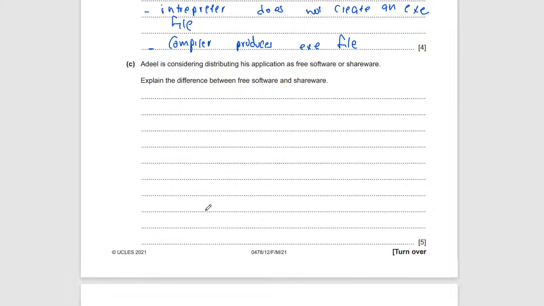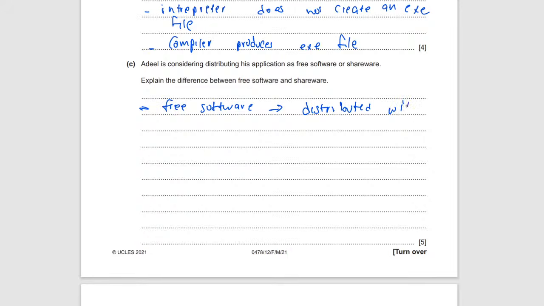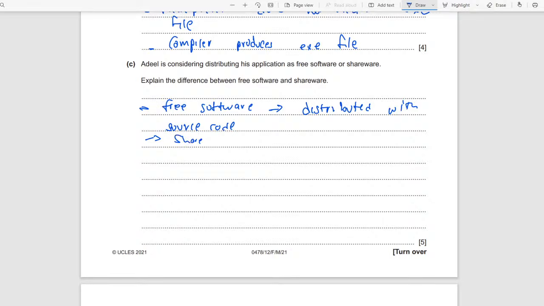So let's talk about this. Adil is considering distributing his application as free software or shareware. Explain the differences between free software and shareware. 5 marks, so meaning 5 things to talk about. First of all, free software is distributed with source code. It's coming from its name, right? Free software is distributed with source code, and shareware does not. That will give you 2 marks.